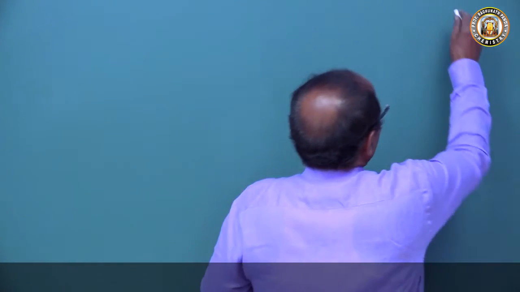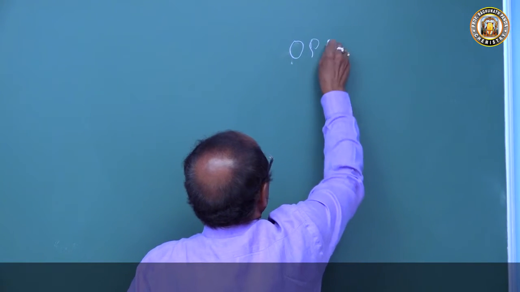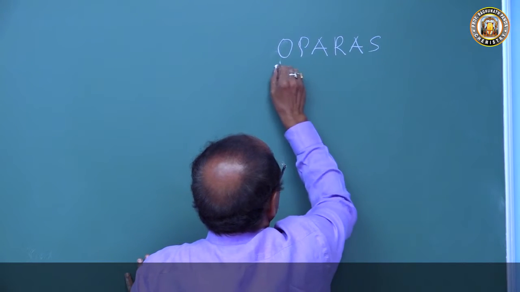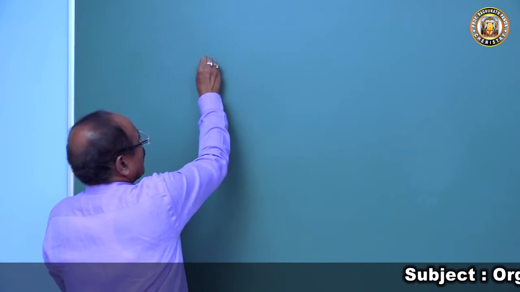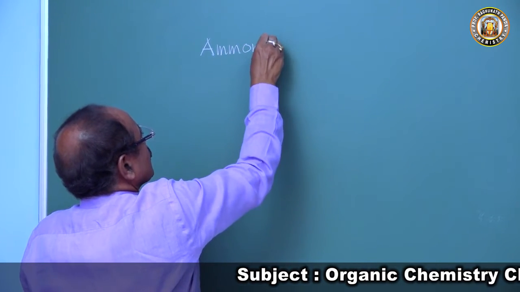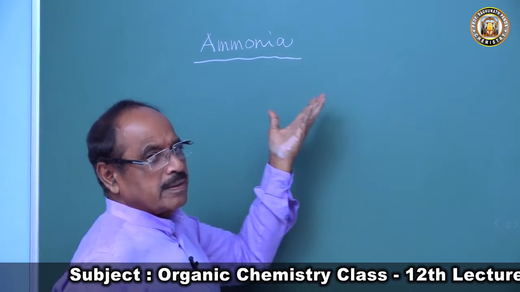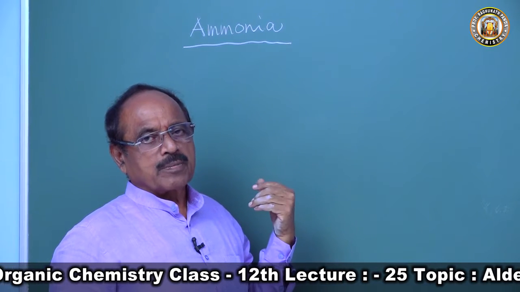Now we'll come to the mnemonic you have taken in which they differ. O P A R A S. We have discussed O P A R. Now we'll come to discuss A, ammonia. We'll discuss now how ammonia reacts with formaldehyde and acetaldehyde. Now let's come to a very important reaction. Many often the question comes, how formaldehyde reacts with ammonia.